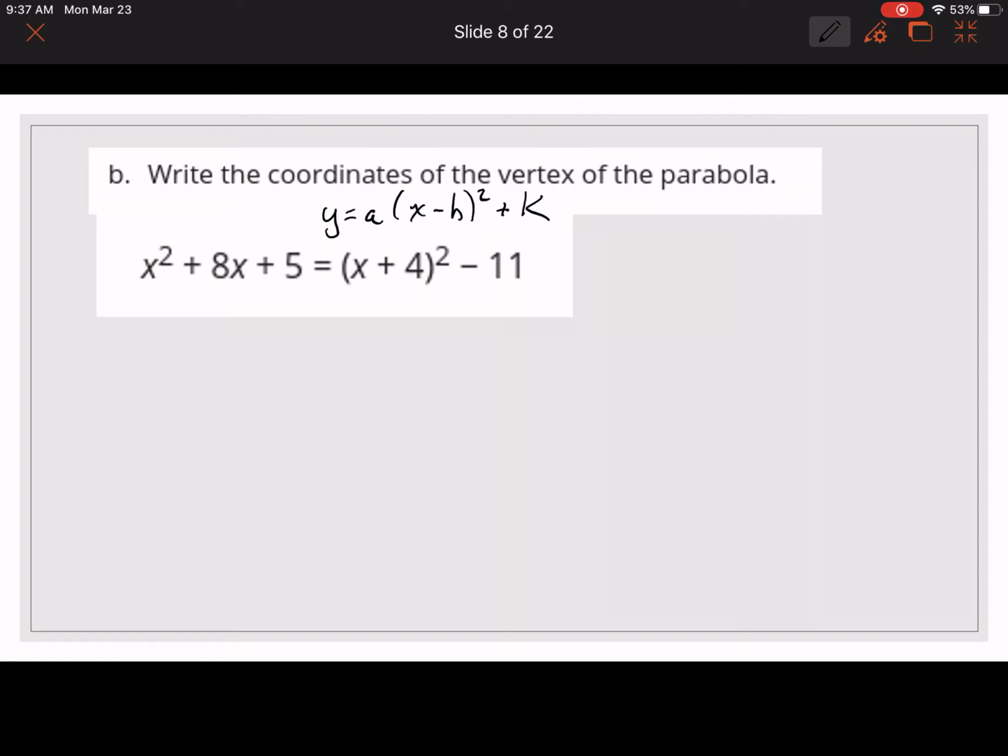So take a second, pause it if you have to, to figure out what the vertex is before I give it to you. So we know that h, there's a negative here, so whatever is in the h place needs to be the opposite sign. So we end up with negative 4 and negative 11 as our vertex. Because our k is going to stay the symbol that we see, but our h is going to switch because that is a negative in the original equation. So our vertex equals negative 4, negative 11.